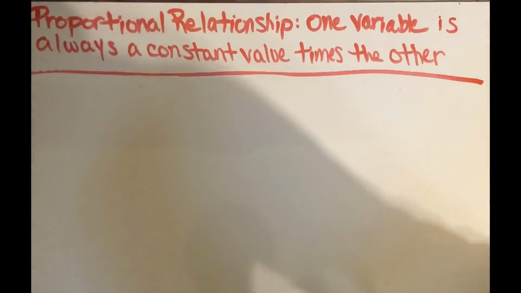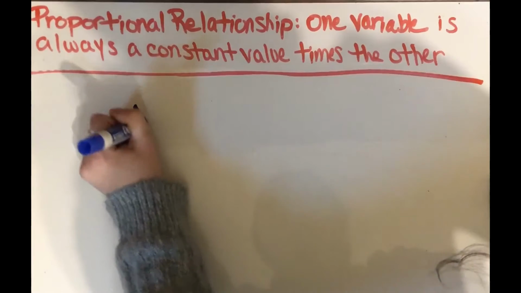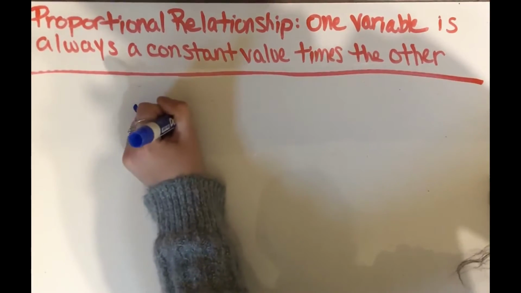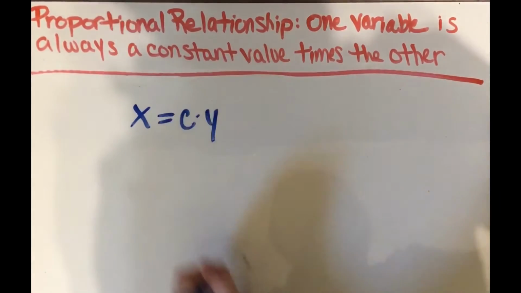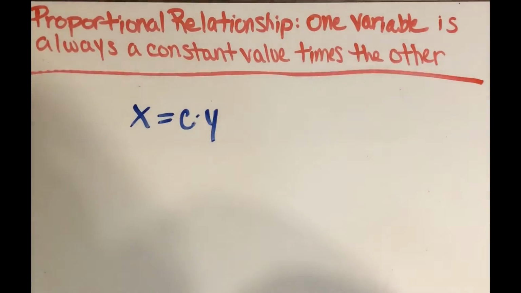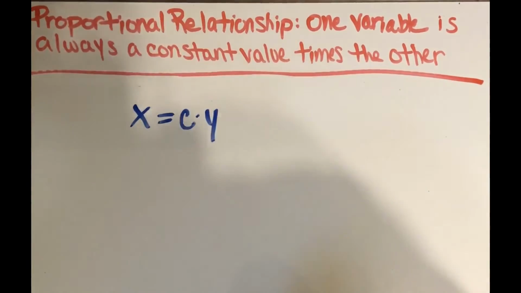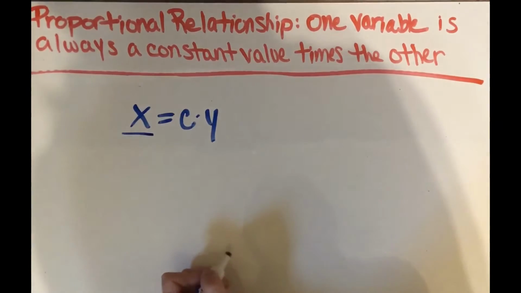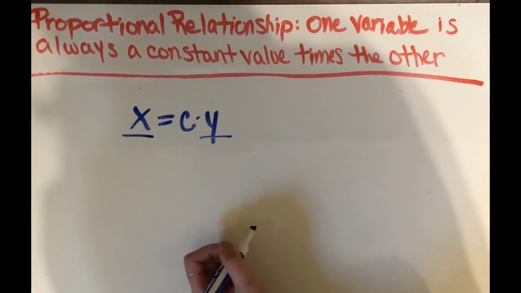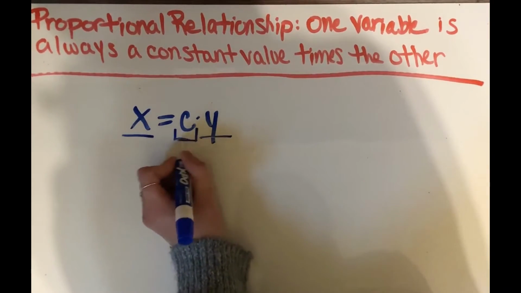All right. It is important to remember that this equation, x equals c times y, can be used to define all proportions that we will have. x being one variable, y being the other, and c is the constant.